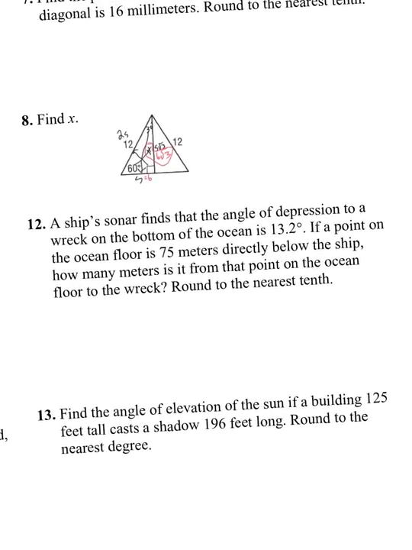Okay, a ship's sonar finds that the angle of depression to a wreck on the bottom of the ocean is 13.2 degrees. Okay, I'm going to have to draw a picture. So we got a boat. And here's my terrible boat. Look, I'll draw a little sail. If a point on the ocean floor is 75 meters directly below the ship, how many meters is it from that point? Okay, so 75 meters directly below the ship. How many meters is it from that point on the ocean floor to the wreck?